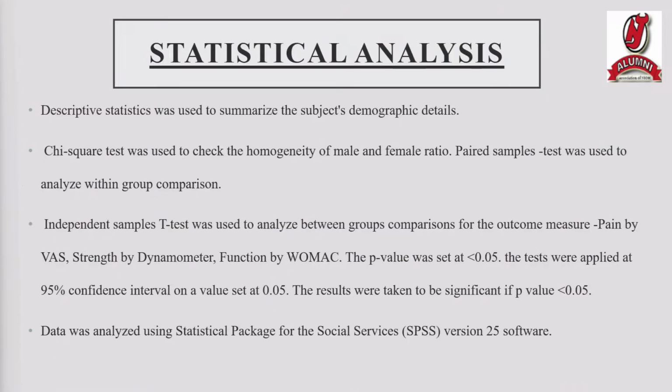Next. Statistical analysis was done using SPSS version 25 software. Chi-square test was used to check the homogeneity of male and female ratio. Paired t-tests were done for within-group analysis, and independent sample t-tests were used to compare between groups for the outcome measures. The results were taken to be significant if the p-value is less than 0.05.